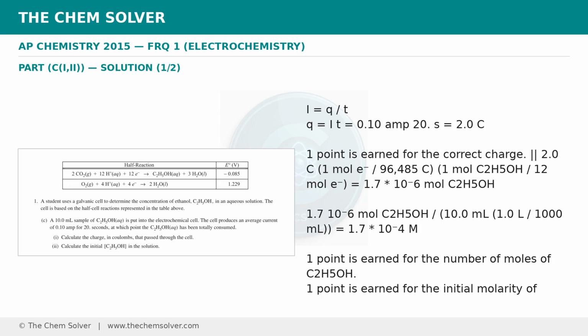2.0 C, 1 mole e⁻ / 96,485 C, 1 mole C₂H₅OH / 12 moles e⁻ is equal to 1.7 times 10 to the power negative 6 moles C₂H₅OH. 1.7 times 10 to the power negative 6 moles C₂H₅OH / 10.0 milliliters, 1.0 liters / 1,000 milliliters is equal to 1.7 times 10 to the power negative 4 molar. 1 point is earned for the number of moles of C₂H₅OH. 1 point is earned for the initial molarity of C₂H₅OH.